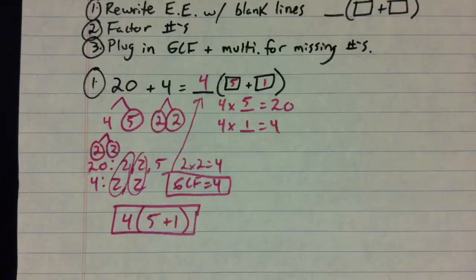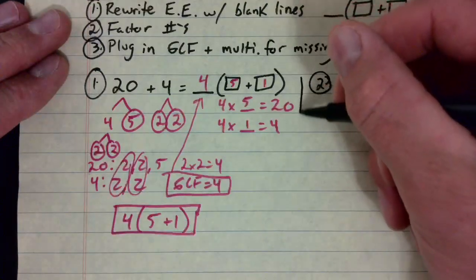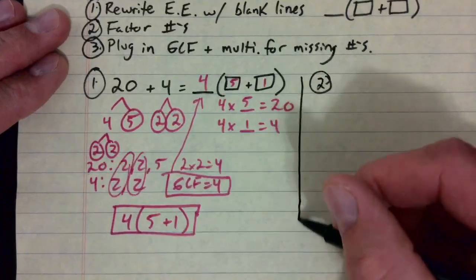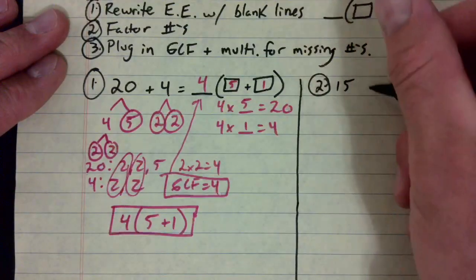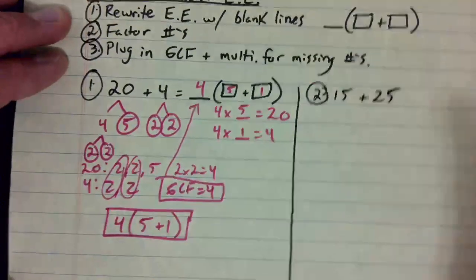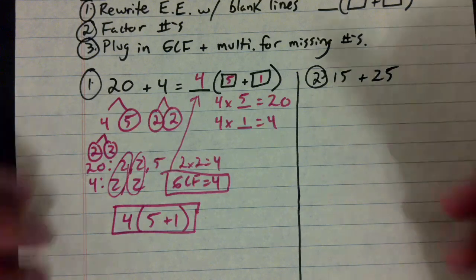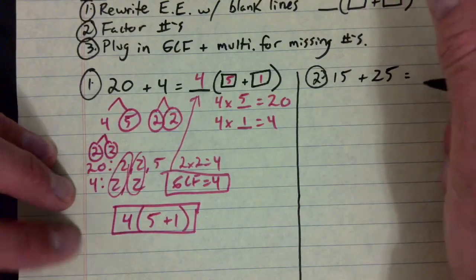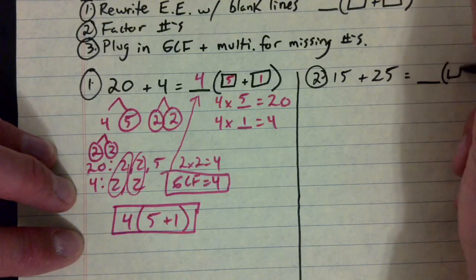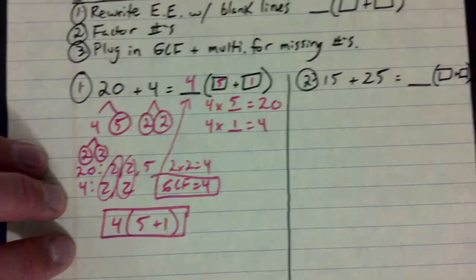Number 2 is, and I'll just draw a line right here so you can see that division just a little bit better. Number 2 is 15 plus 25. So step 1 is to just rewrite your EE, your equivalent expression, with blank lines. Blank times the quantity box plus box. Should be able to squeeze that in right there.